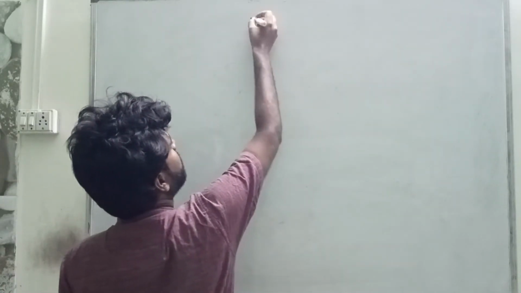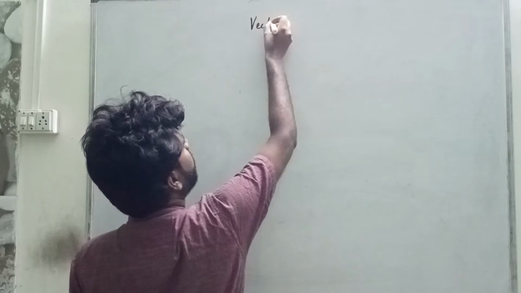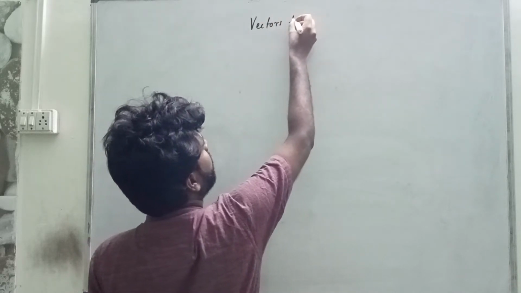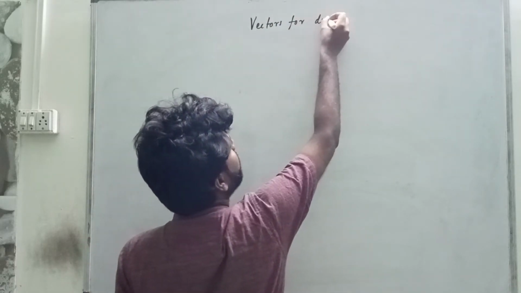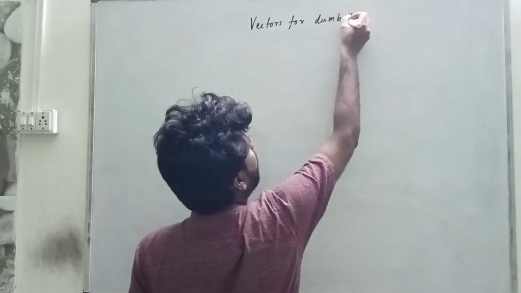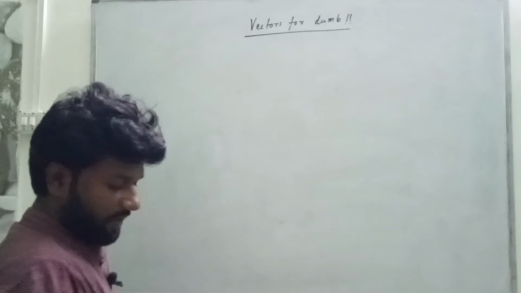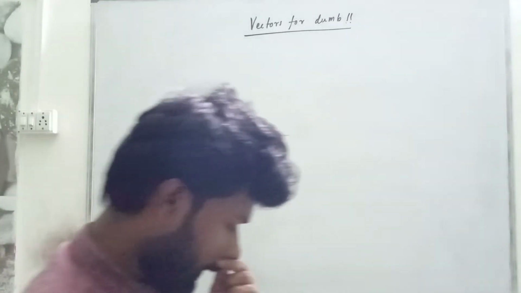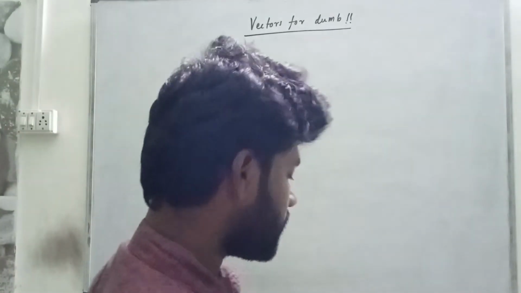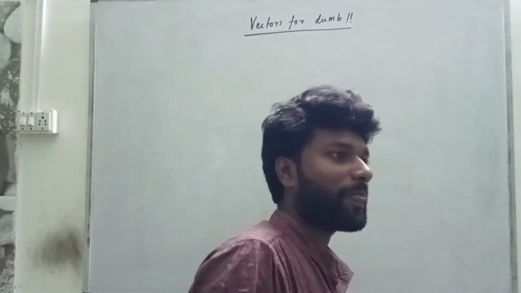Okay, hi. So it is our third part of our lecture series, the vectors for dummies, right? It is just a continuation of our previous part, part 2. This recalls our part 2.